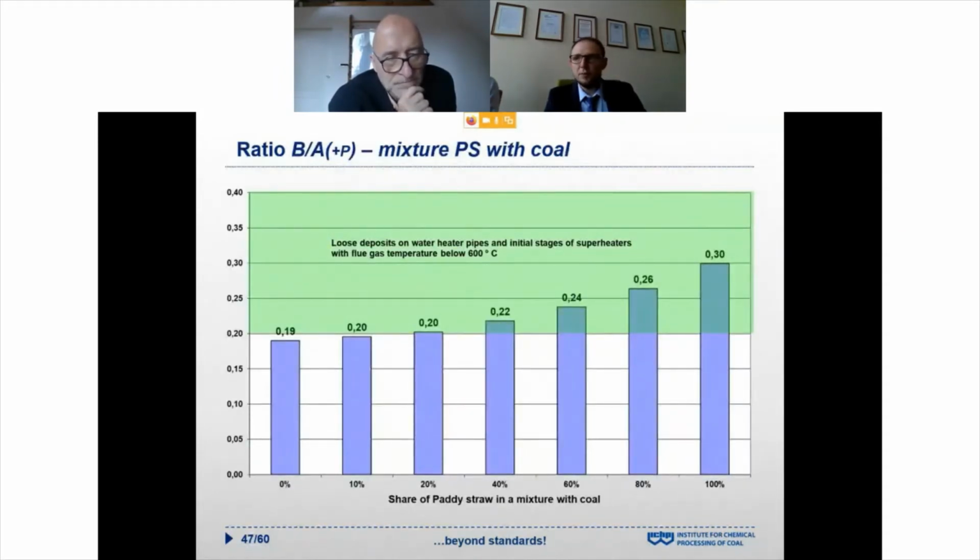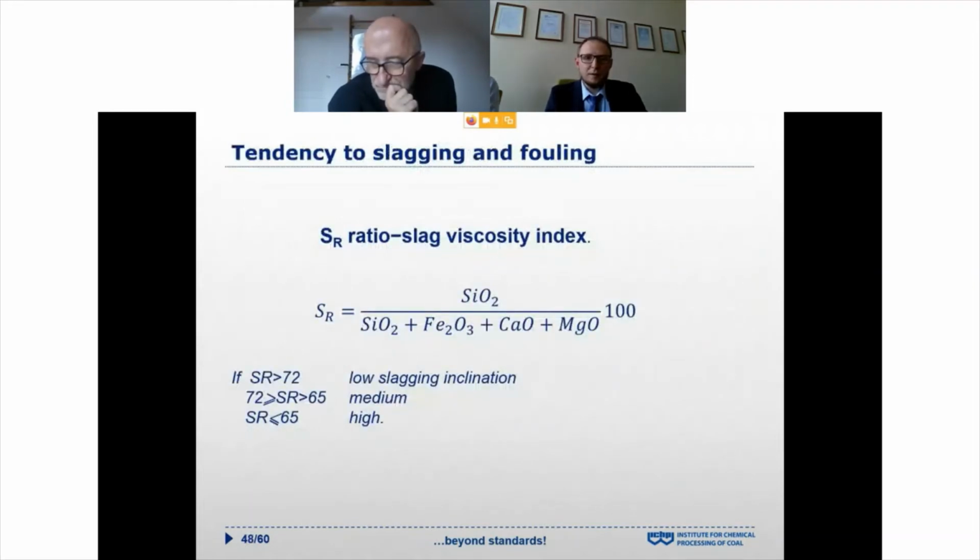So it is a surprise, because the paddy straw from this picture looks like slagging and fouling remedies. The next index is the slag viscosity index. Here we have. Why did you say so?